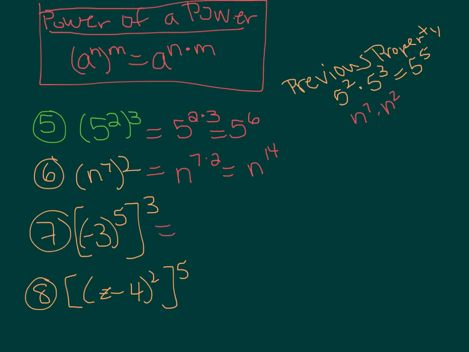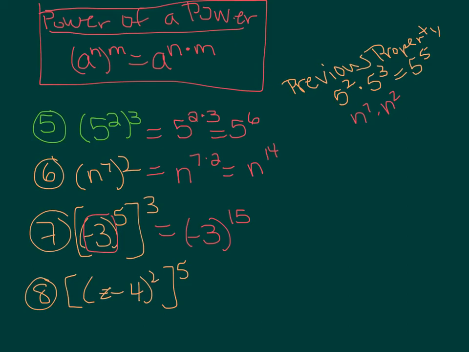7 is similar. The only thing that's there that's meant to kind of trick you is that negative. However, our entire base is -3, so we keep that the same. And then we multiply our exponents. It's going to be -3 to the 15th.